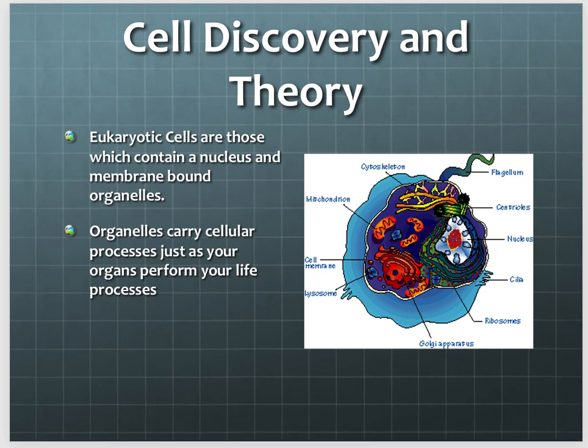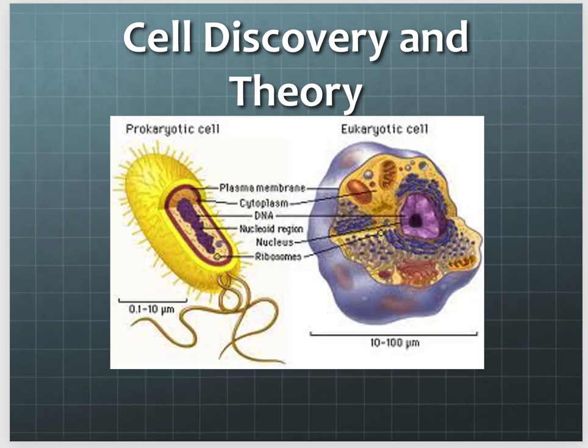Peroxisomes, for example, they break down poisons and toxins. When we take over-the-counter medications that are toxic to us, our peroxisomes in our liver come into play and help us with that. So each one of these organelles has its own specific job.